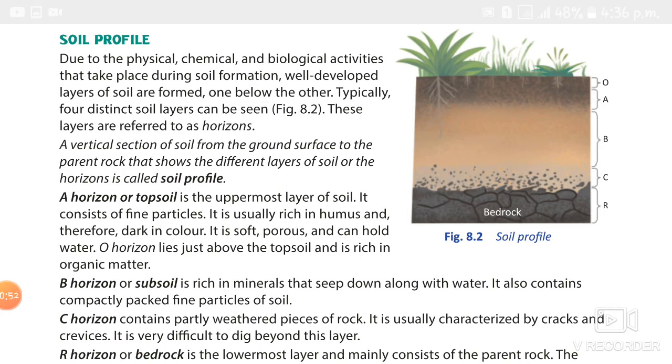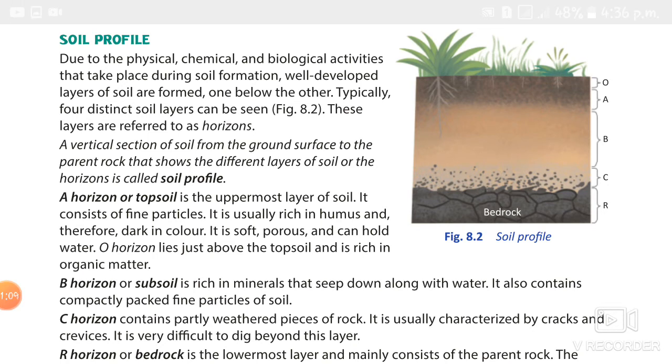What is soil profile? A vertical section of soil from the ground surface to the parent rock that shows the different layers of soil or the horizons is called soil profile.